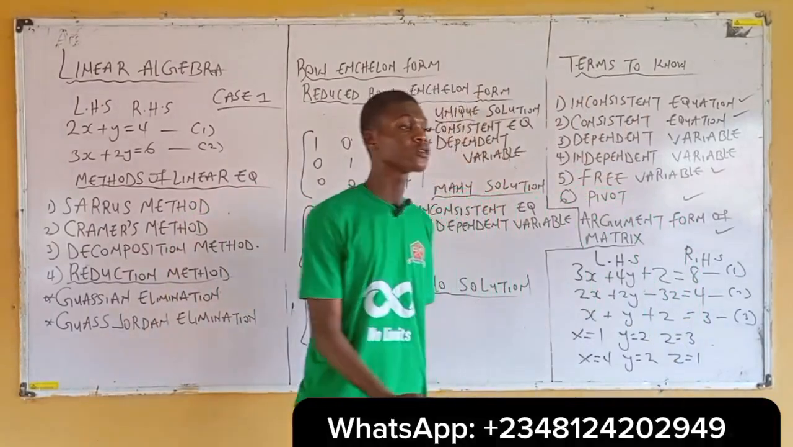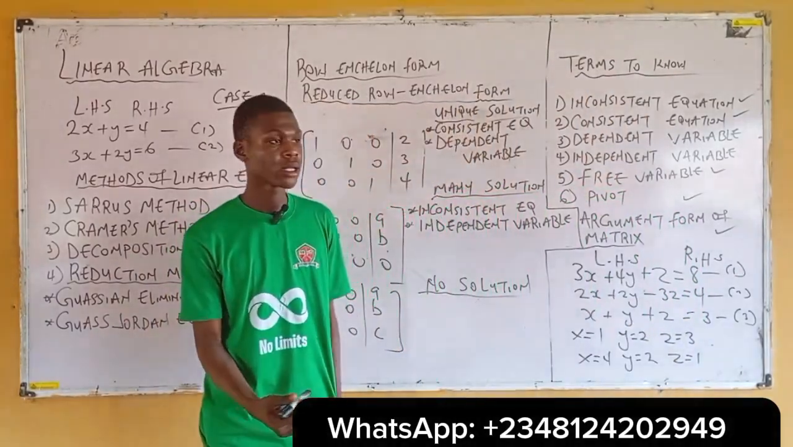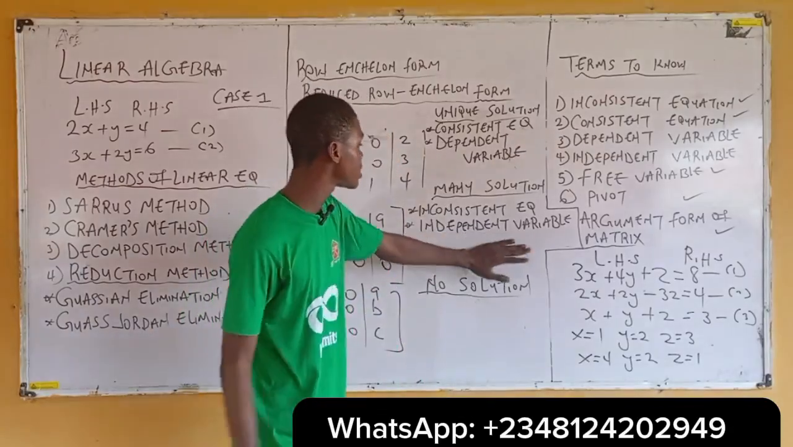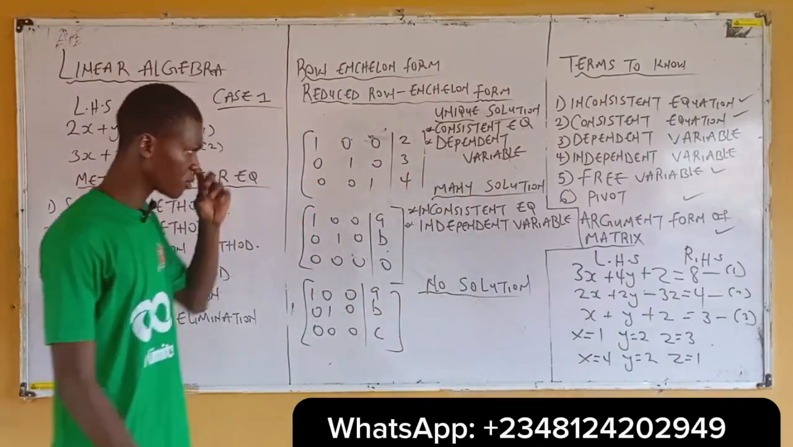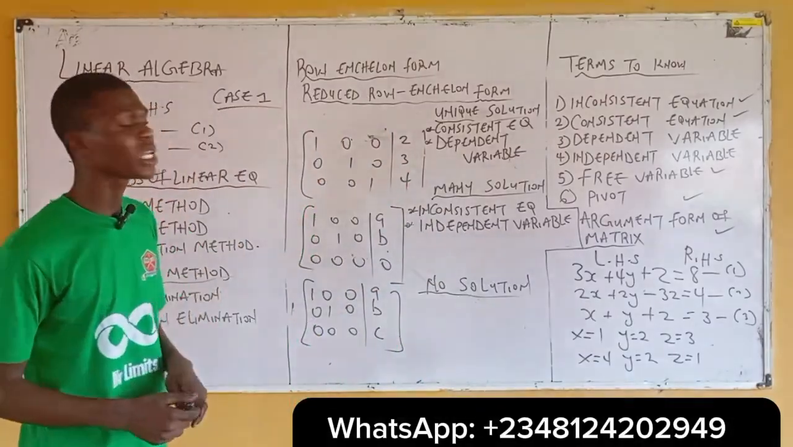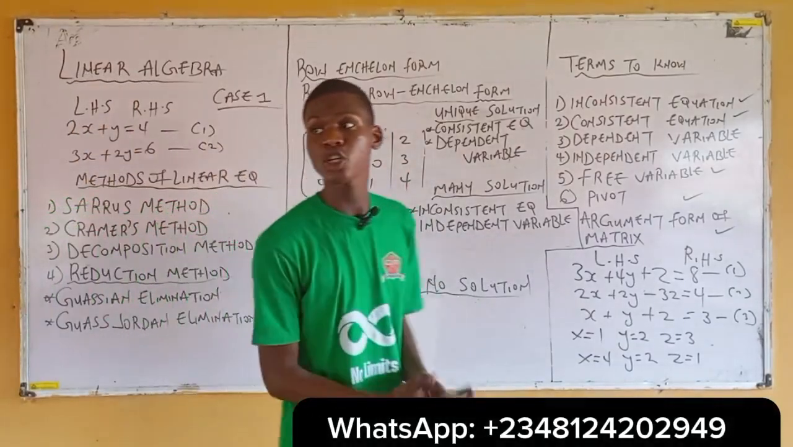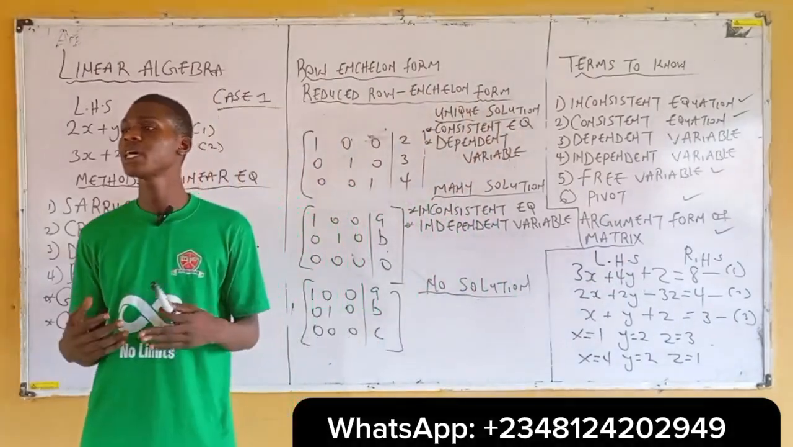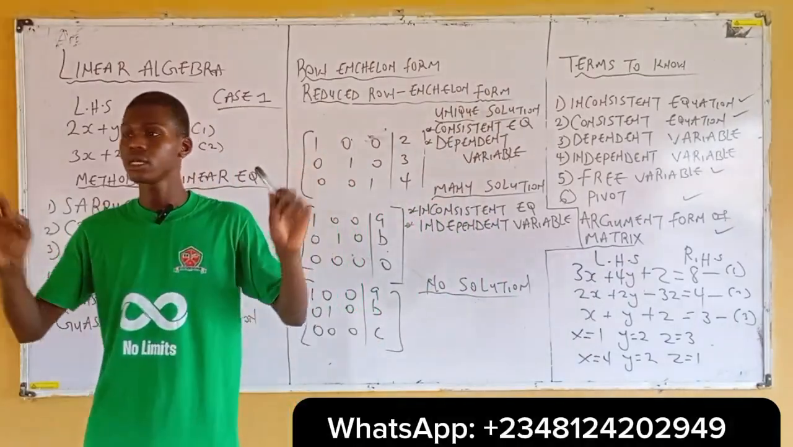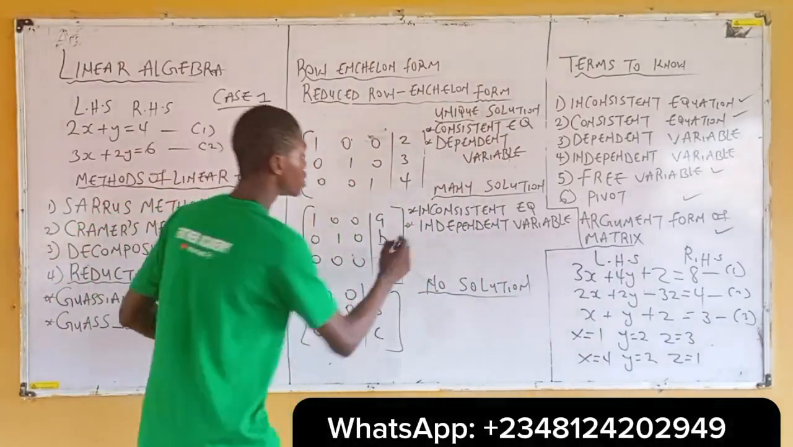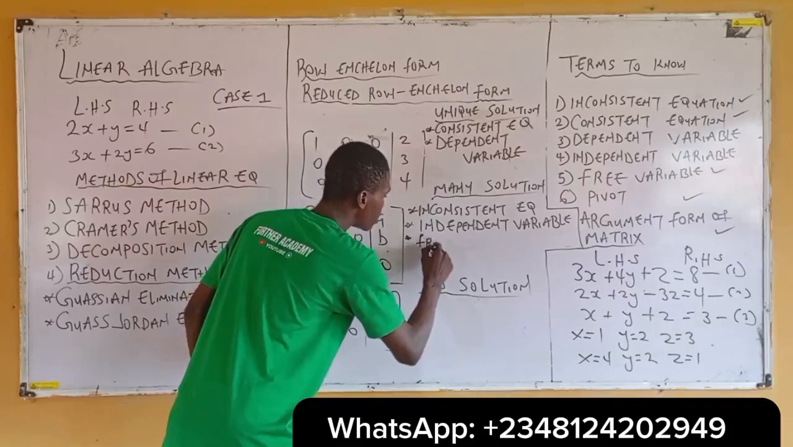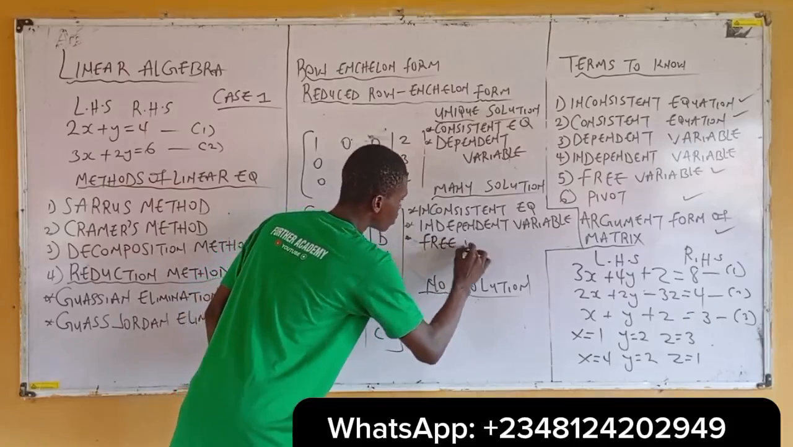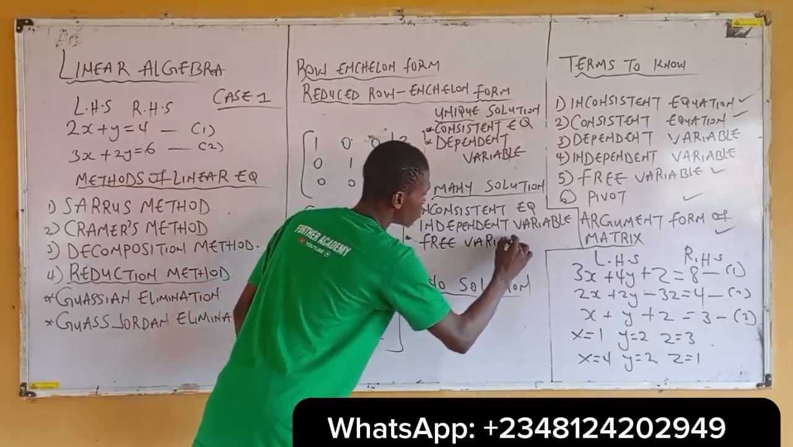Where did I even stop? Okay, yeah. We said since this is what? Independent variable. By independent variable, what does it mean? It means also a free variable. Why is it a free variable? By definition, independent variable says you can choose freely. So this is also a free variable.